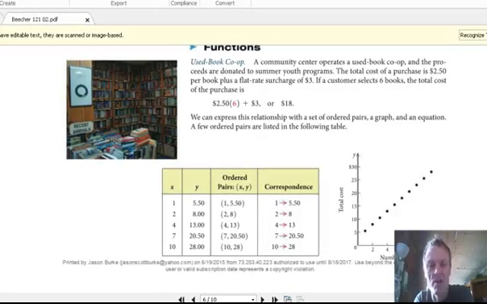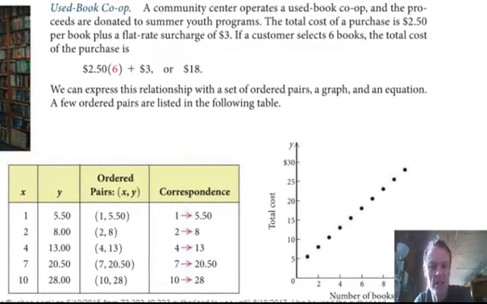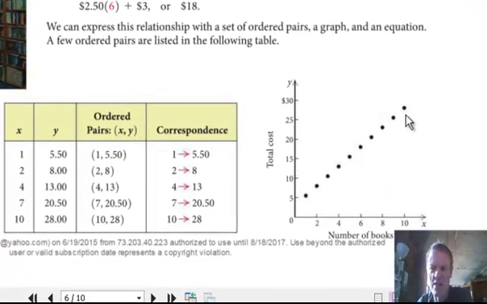Okay, we're going to talk about functions. Here we've got a little bookstore selling books. It looks like we've got a table and a graph. One book costs you $5.50. Two books cost you $8. Four books cost you $13, based on this equation up here. So we've got a nice straight line graph.